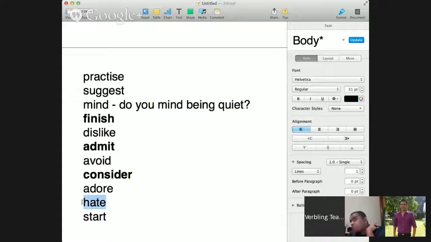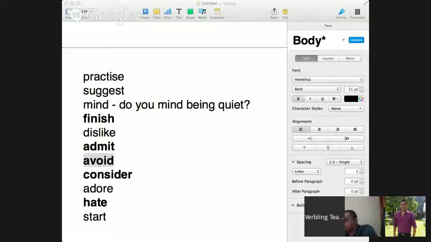Okay, another one. I avoid sleeping more than 8 hours a day. Very good. Excellent example. I'm trying to type. Oh, the chat box. I avoid sleeping more than 8 hours.